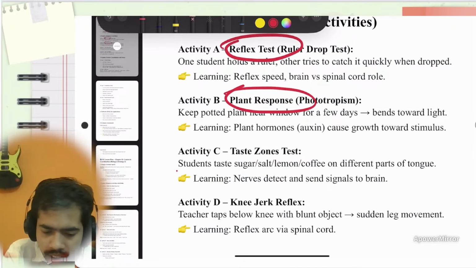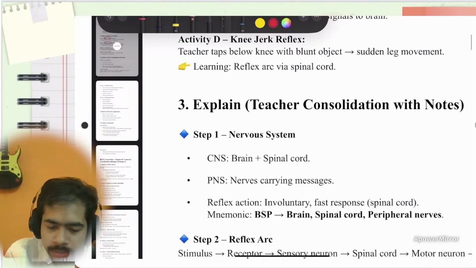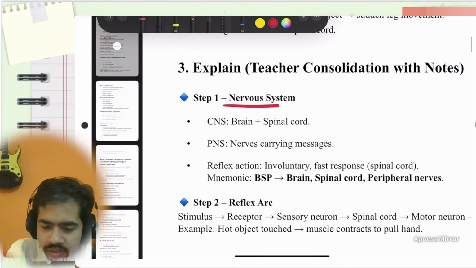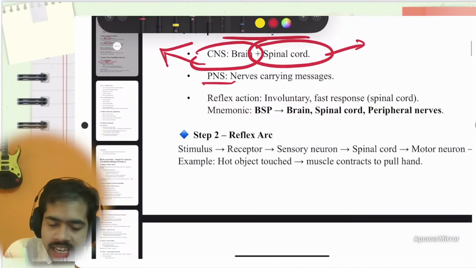So students test sugar, salt, and lemon, and they will understand how their tongue responds. Then in explain, we will explain the nervous system, that is the brain and spinal cord, how they act. The central nervous system and the peripheral nervous system, and we'll explain. In this way we can link.